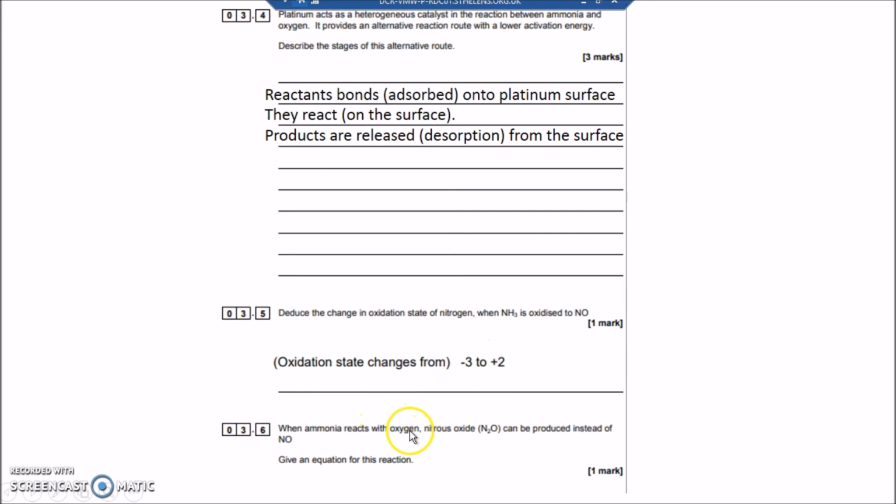When ammonia reacts with oxygen, nitrous oxide N2O can be produced instead of NO. Give an equation for this reaction. So I'll have ammonia and oxygen making N2O. What else might be formed? Well, I've got some hydrogens and some oxygen, so it's a good bet it's water. And then I've got 2 N's here, so I need 2 NH3s. That makes 6 H's here, so I need 3 H2O's. 1 add 3 is 4 oxygen, so I need 2 O2.